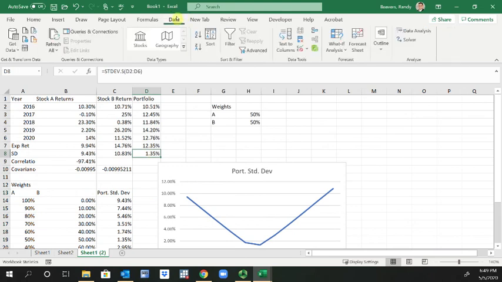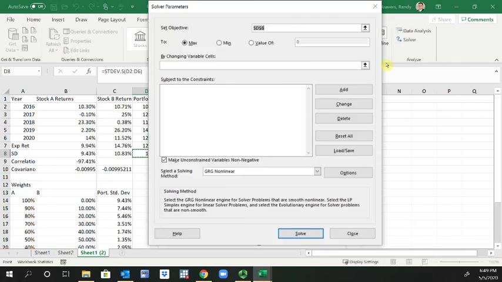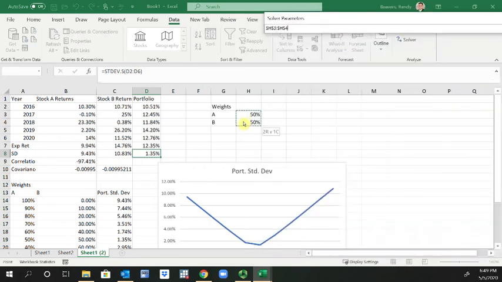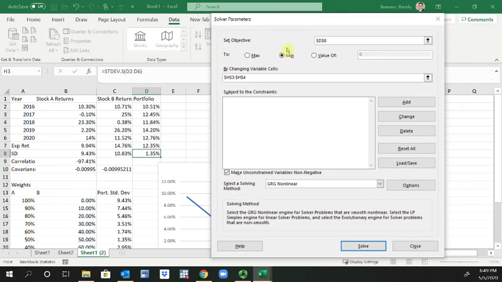Solver. So Data, Solver. I want to minimize that value by changing the weights. And then there are some constraints. We'll make everything non-negative. Let's just attempt to solve this and see what we get.